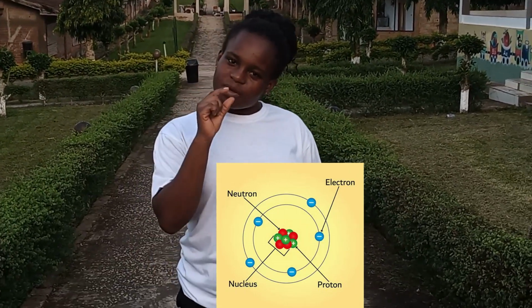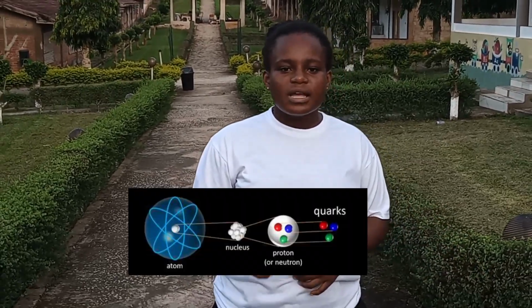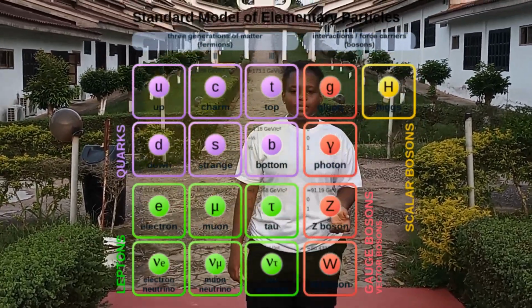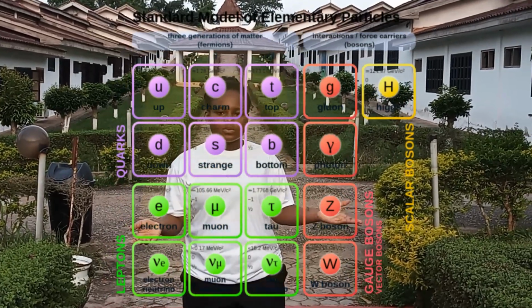But are they the smallest particles existing? More than 50 years ago, it was discovered that protons are made up of tiny particles called quarks. And this led to the discovery of the Standard Model. The Standard Model is made up of 12 particles, and these are grouped into three families. We have the quarks, the leptons, and the bosons. Now, quarks and leptons are collectively called fermions.